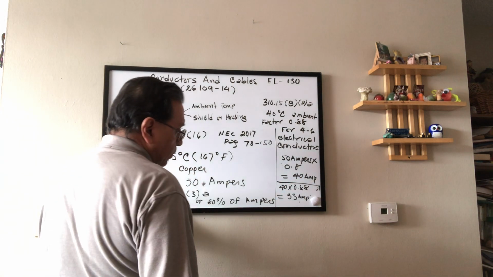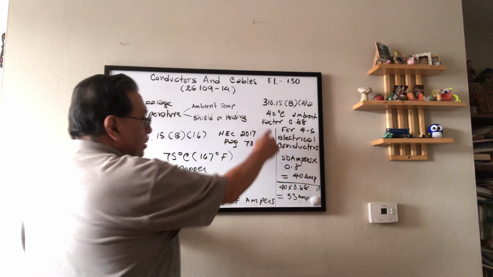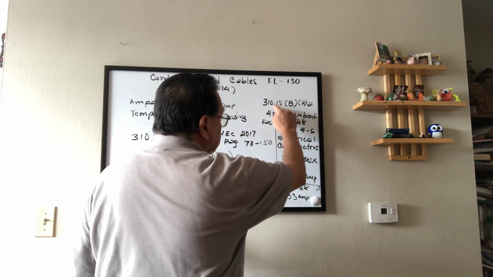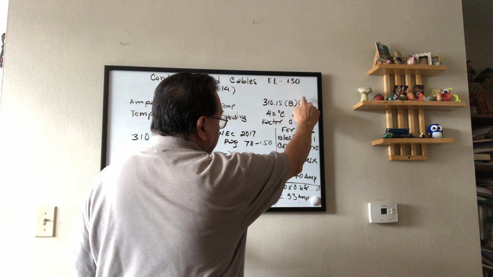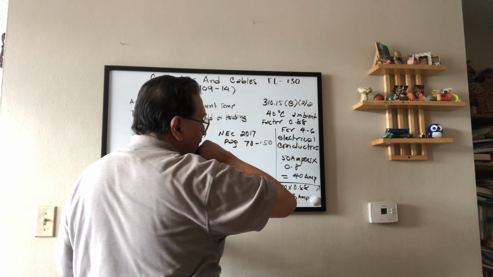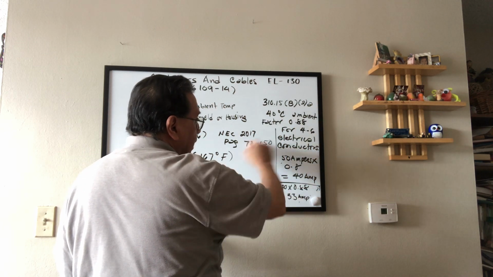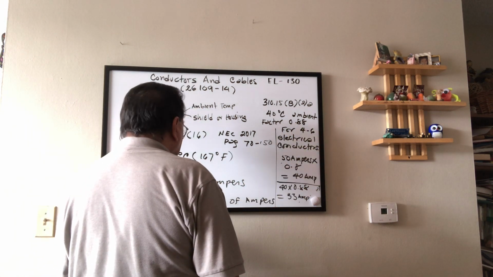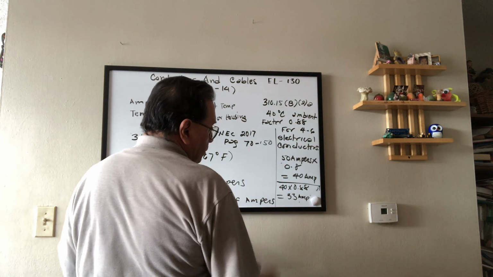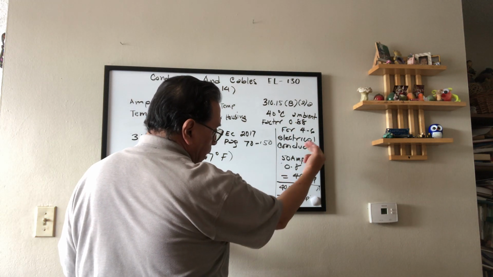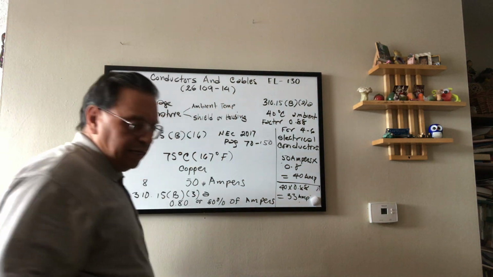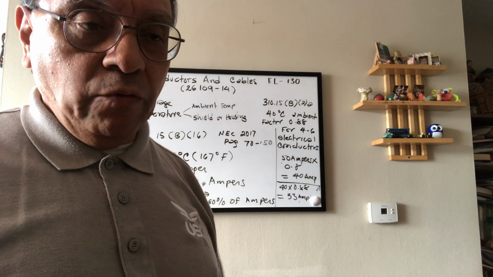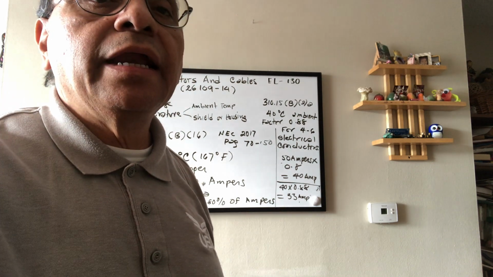Which is 40. And then I was telling you the ambient temperature in my example is 40 degrees Celsius. So I use this table, 310.15(B)(2)(a), and it's telling me for 40 degrees Celsius, multiply the original amperage by 0.88. So this 40 amperes, now I reduce to 23, rounding, 23 amperes. And that is the way that we select the appropriate electrical conductor.